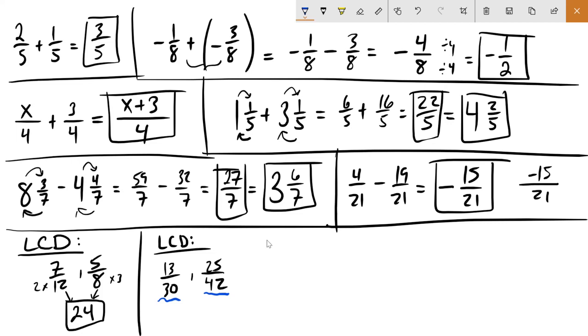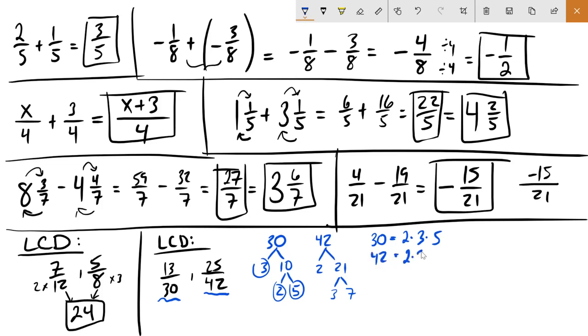So we can say, okay, 30 is 3 times 10, and 10 is 2 times 5, right? And 42 is what? 2 times 21, and 21 is 3 times 7. Okay. So if you remember how we use these, we say, okay, 30 is 2 times 3 times 5, right? We just keep the prime factorization from the bottom of our tree. And 42 is 2 times 3 times 7.